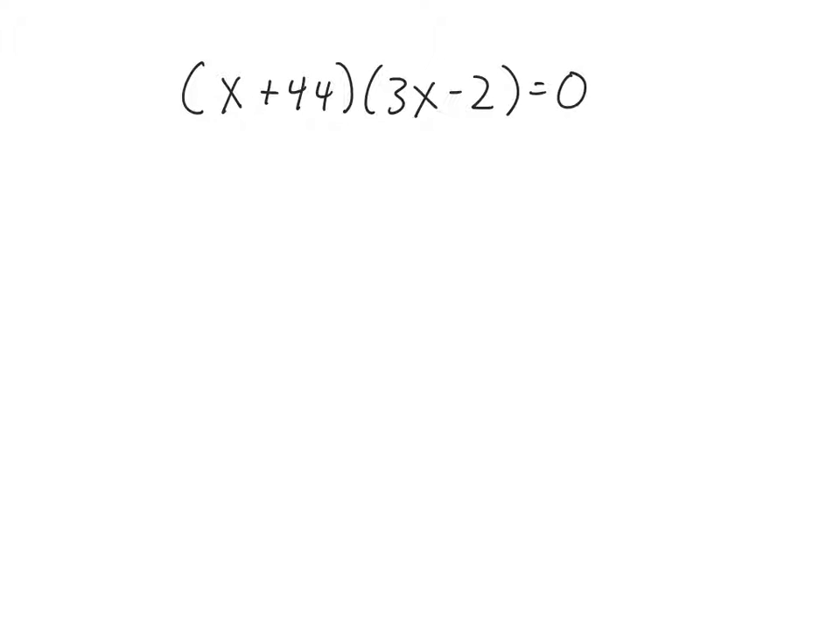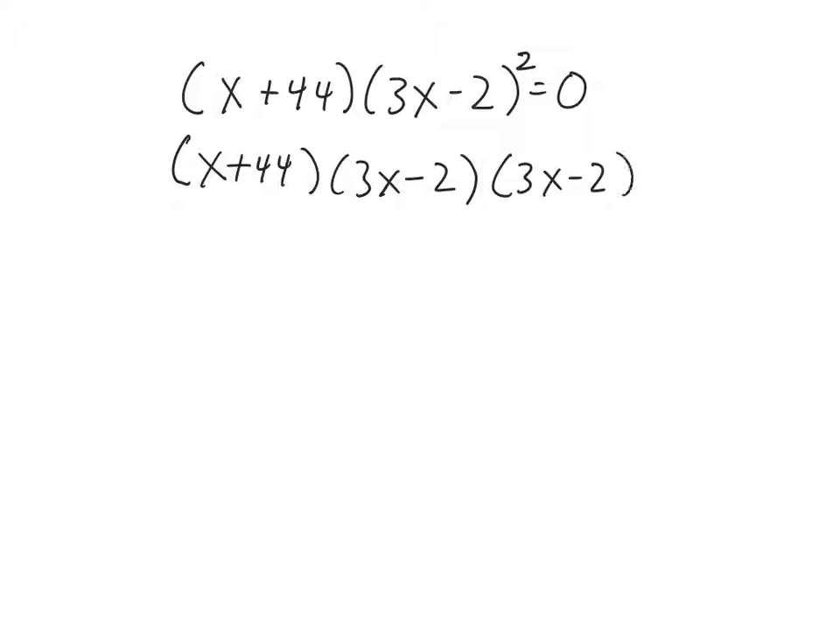Okay, the fourth one, we're solving for x, and we have (x plus 44) times (3x minus 2) squared is equal to 0. So I'm going to split these into 3 pieces. We'll get x plus 44 times 3x minus 2 times it again, and that equals 0. So what we end up with is 3 different equations we need to set up.